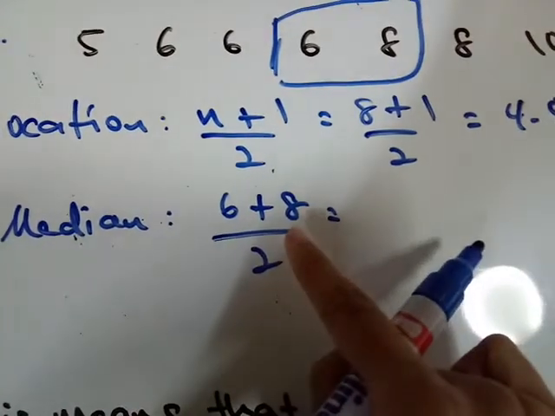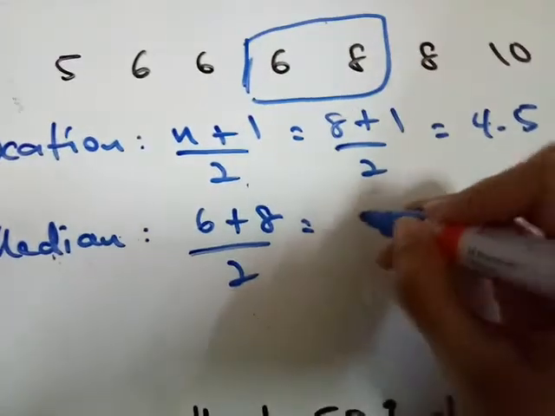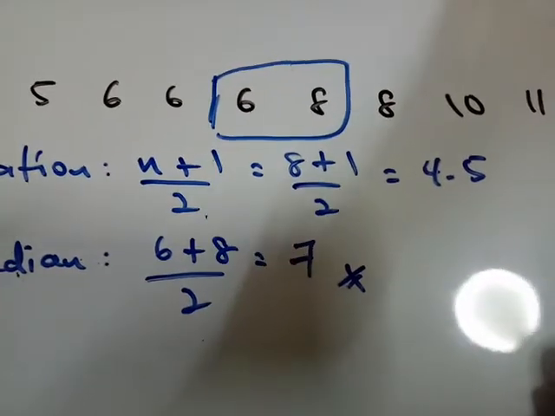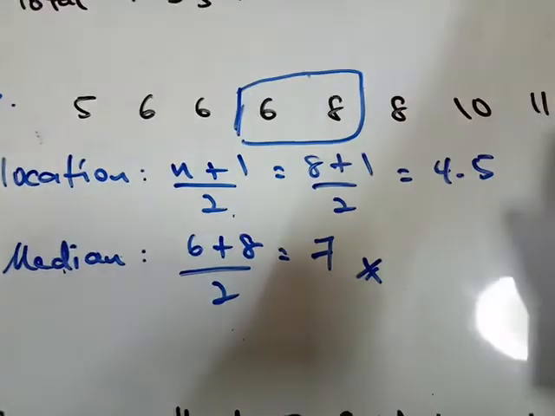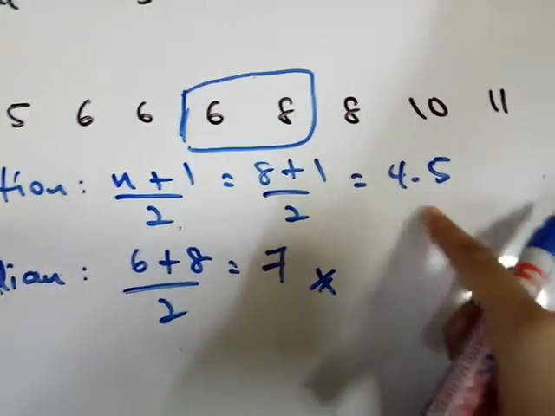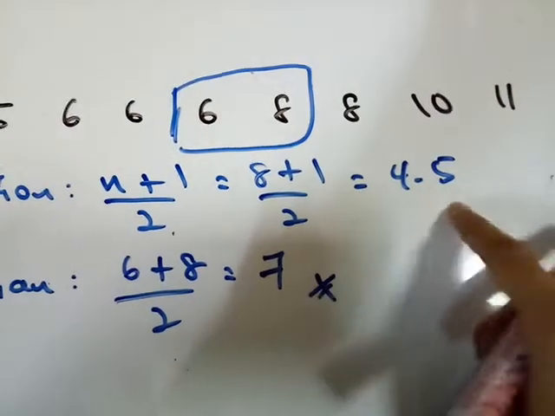Okay, 6 plus 8, 14. 14 divide 2, you get 7. So, this is median. Okay. This is when the even number observation. Okay, awak akan dapat perpuluhan, decimals kat sini.